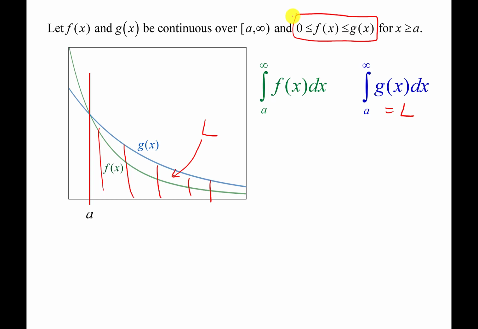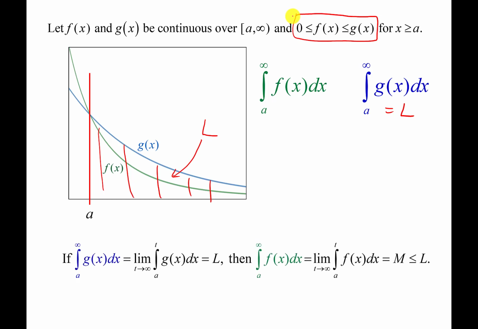So if g of x, which was above f of x or equal to, always converges, then f of x would have to as well. So just trying to give you a graphic version of why this would be true. And so we could make this statement: if the integral from a to infinity of g of x, and we write it as the proper integral and let t approach infinity, if that equals L, then we know that the integral from a to infinity of f of x, here written as a proper integral, would also converge, and we'll call it M, and M would have to be less than or equal to L.